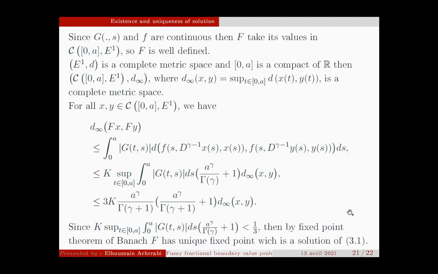Since f is well defined, and the space E1D is a complete metric space, and the interval [0, a] is a compact of R, then the space is a complete metric space. And since f is a contraction mapping, then by the fixed point theorem of Banach, f has a unique fixed point, which is a solution of (1).